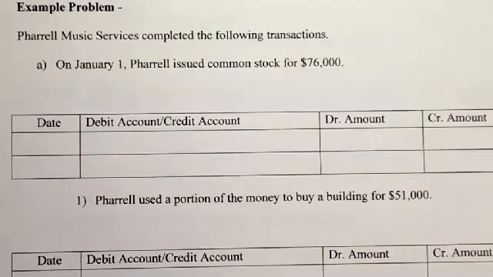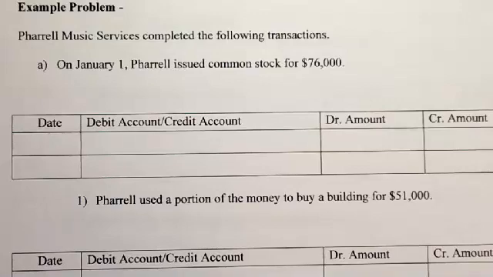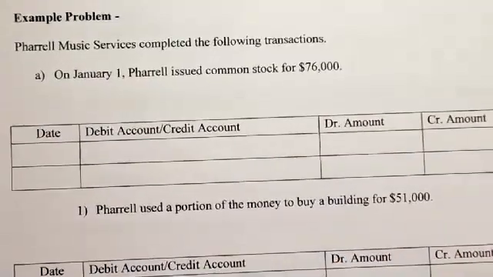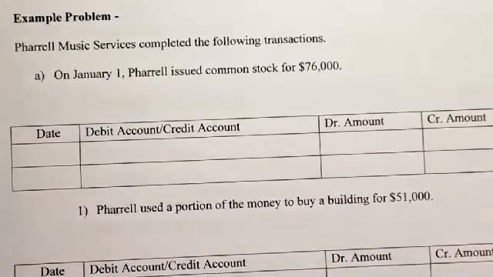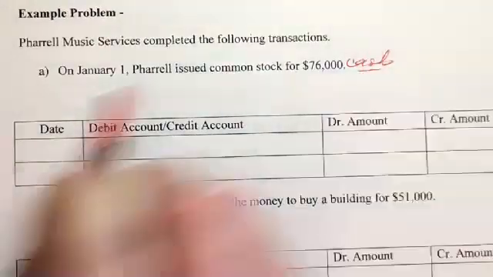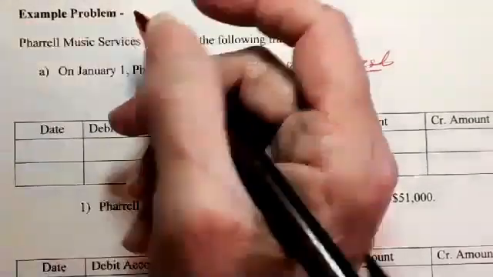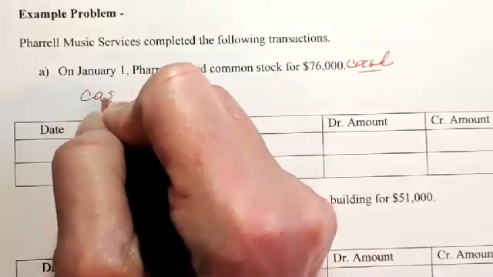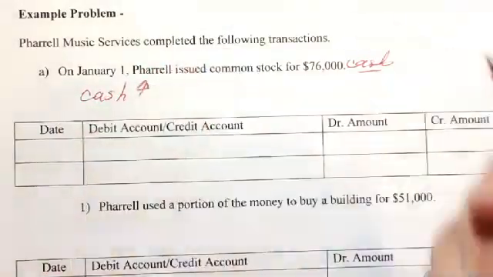This is an example problem that will work us through the accounting cycle for Pharrell Music Services. On January 1, the company issued common stock for $76,000. When you issue stock, you almost always issue it for cash. Probably should have put that in there. So that means our cash increases.